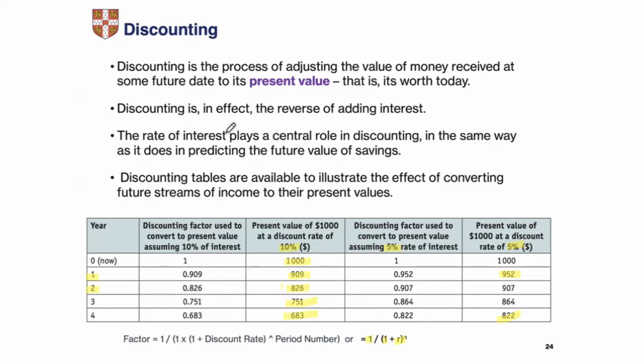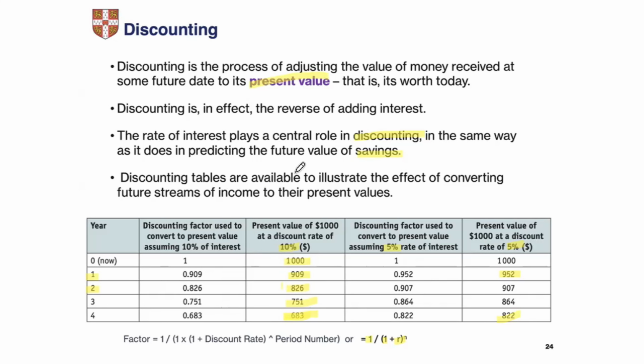All right, the third point here: the rate of interest plays a central role in discounting. The rate of interest in the economy, sometimes the risk-free interest rate. What do we mean by risk-free interest rate? Maybe the treasury bill rate, the rate at which government is borrowing. That is the rate that is used to discount, in the same way as it does in predicting the future value of savings. That's why I use savings to explain what we mean by the present value of a certain future amount. The present value of $1,000 that we would receive in 4 years' time is 683. I'm just stressing it over and over again so that you understand it.